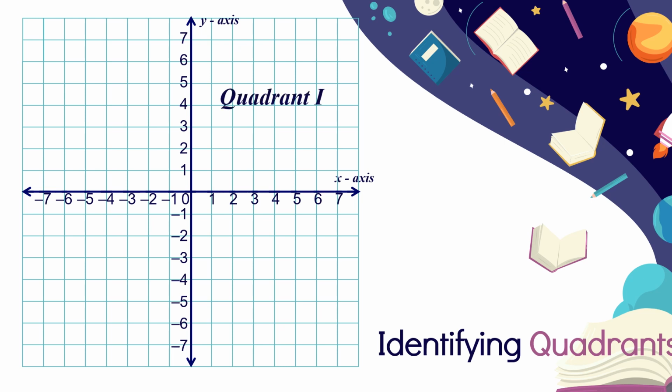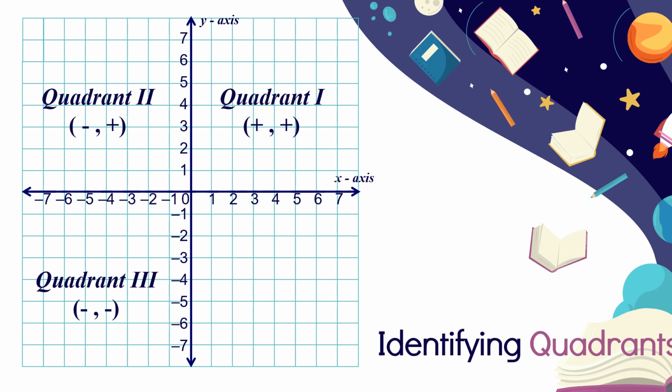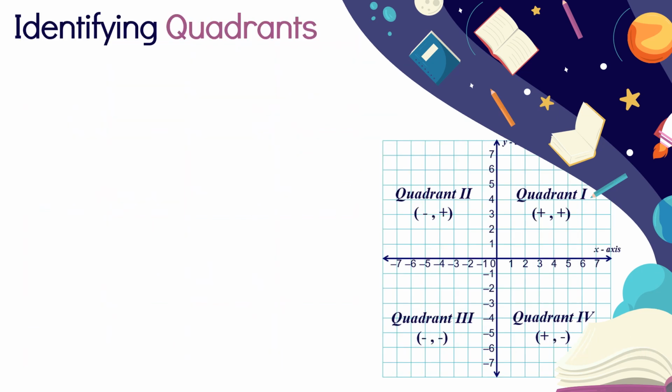So for the first quadrant, all its points have signs which are positive, positive, meaning the movement of the point is to the right, then upward. For quadrant 2, we have negative, positive, which is left and then upward. For quadrant 3, we have negative, negative, meaning we move to the left and then downwards. And lastly, for quadrant 4, we have positive, negative, meaning the movement of the point is to the right and then going downward. So let us try to have the following examples.